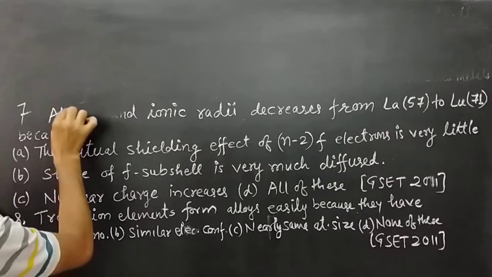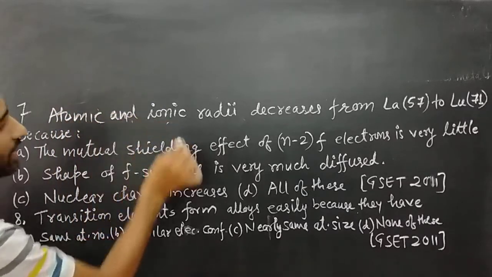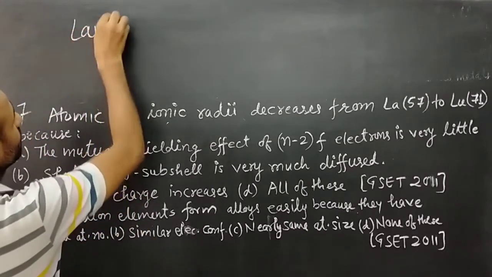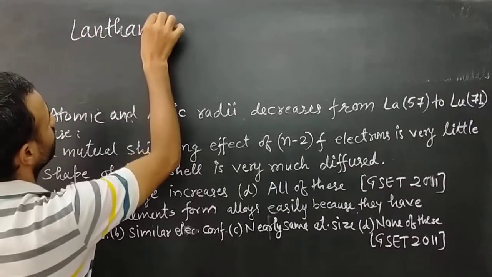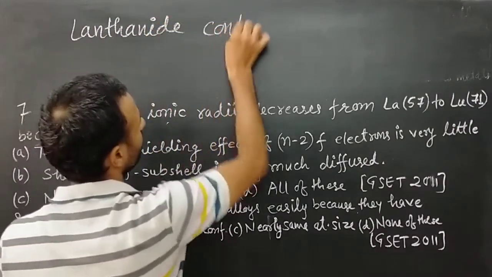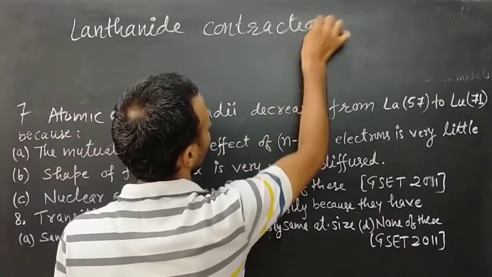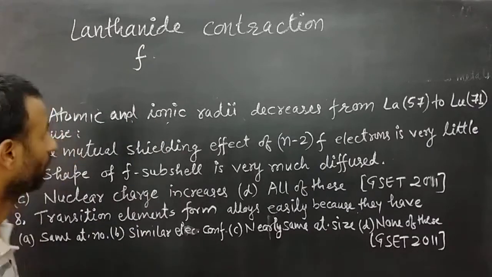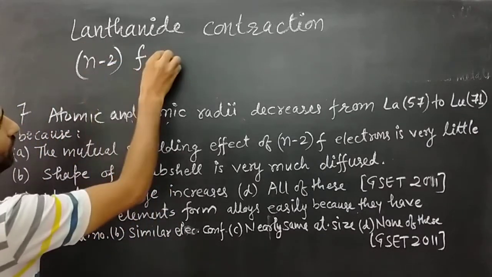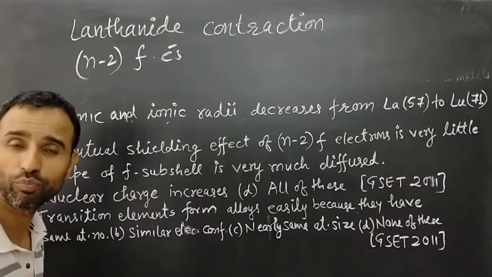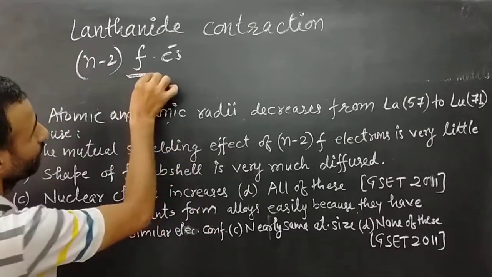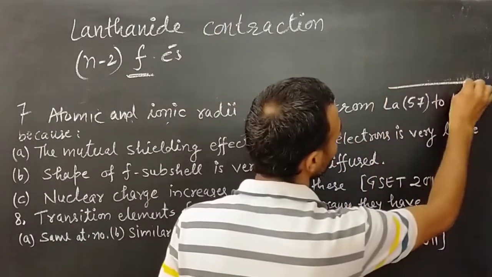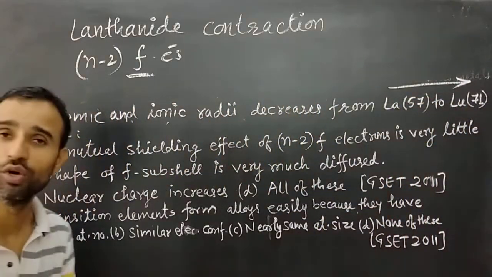Now, atomic and ionic radii decrease from lanthanum to lutetium, and that is called lanthanoid contraction. It is because of poor shielding by f electrons, the antepenultimate f electrons. Why are they poor at shielding? Because their shape is diffused. At the same time, nuclear charge increases from lanthanum to lutetium.